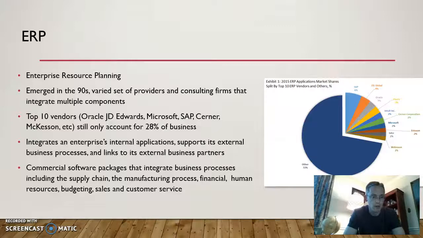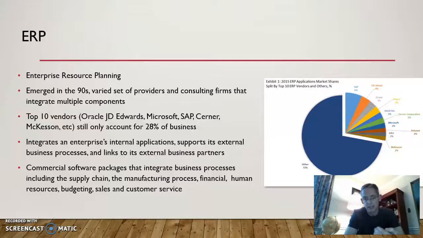So you want to keep an open mind as to who you want to bring in to do this kind of a system for you. What it does is it enterprise internal applications, supports your external business processes, and links to external business partners. So it's enterprise resource planning.